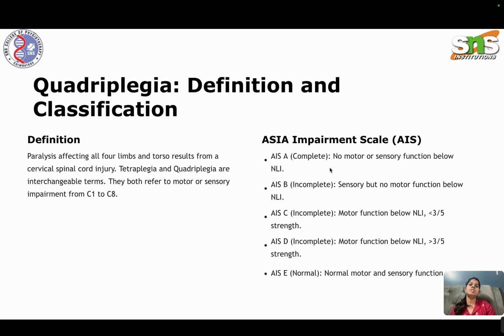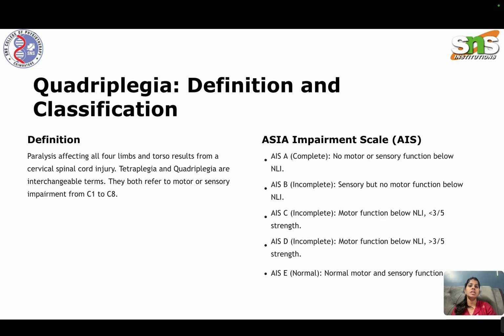Coming to the definition, quadriplegia refers to paralysis affecting all four limbs and the trunk, resulting from spinal cord injury, that is a lesion occurring between C1 and C8. The terms quadriplegia and tetraplegia are often used interchangeably. The extent of paralysis depends on the level of spinal cord injury, completeness of the lesion, and associated secondary complications. The higher the level of injury, the greater the functional loss, particularly respiratory involvement.